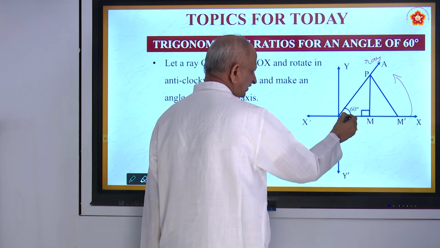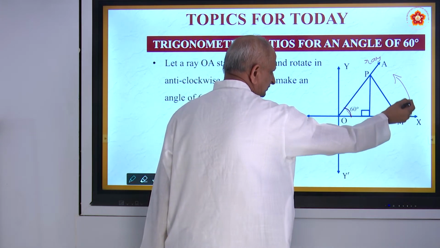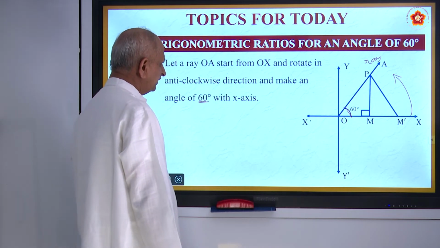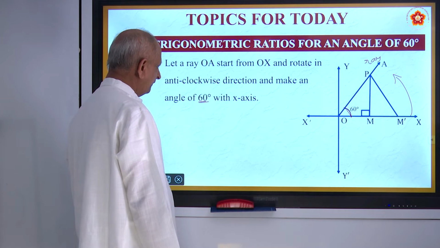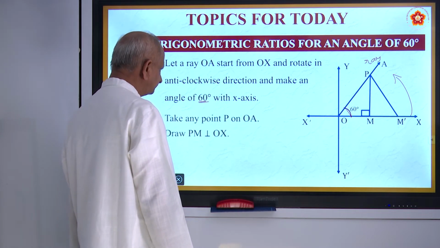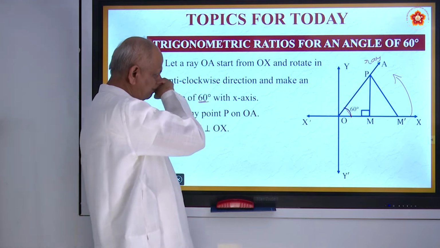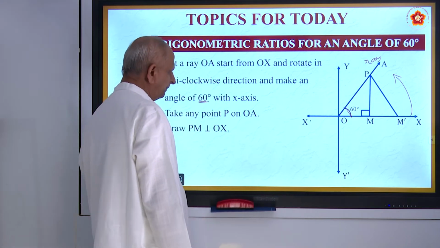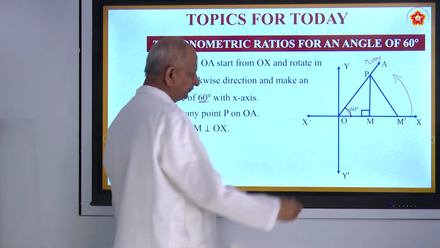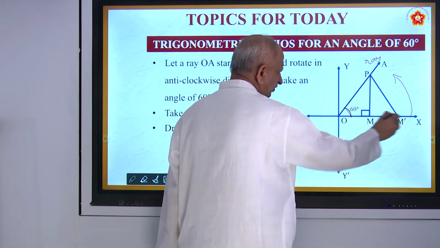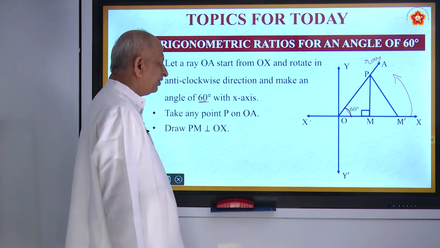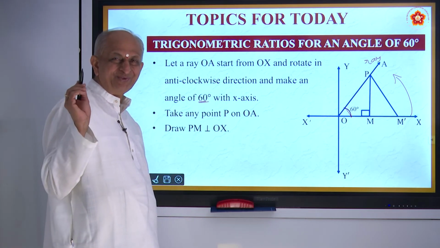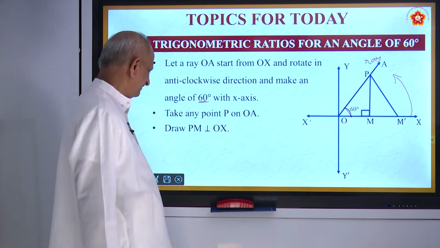So, the angle here is 60 degrees. It was here, it went like this. So, what happens then? Suppose you take a point called P. Take any point P on OA. So P is any point, it may be here or anywhere on this. Draw PM perpendicular to OX. So this is PM, this is OX. That should be drawn perpendicular, because all our trigonometric ratios are referring to a right angle triangle.